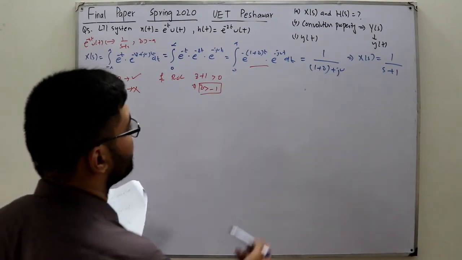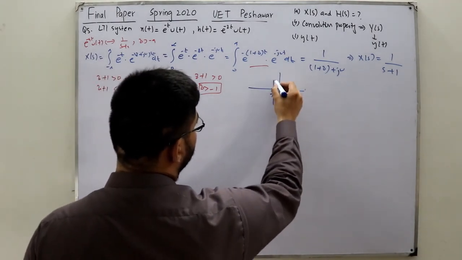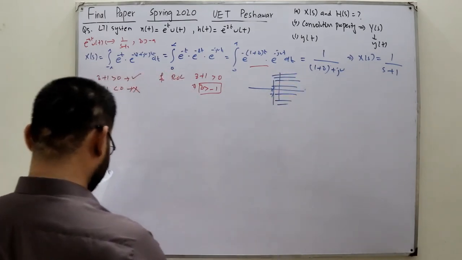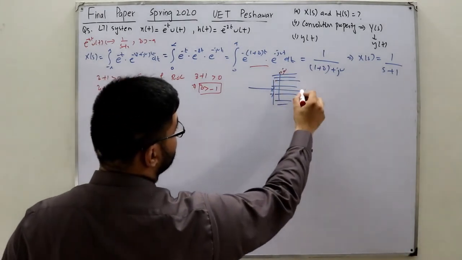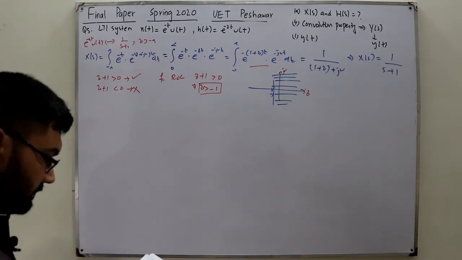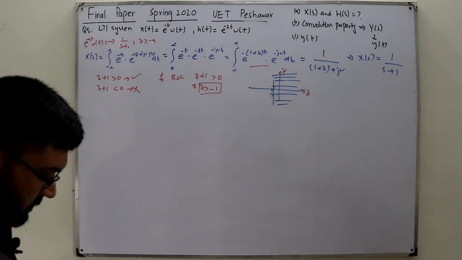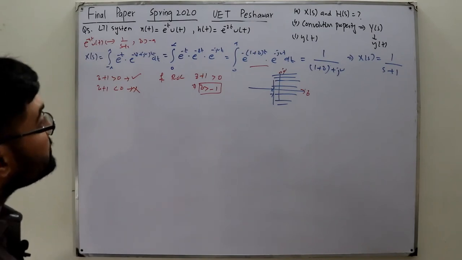Similarly, you can draw it as well by yourself. This is negative 1. This is the ROC. J omega axis, sigma axis. Is that fine? It is. But what are we asked?